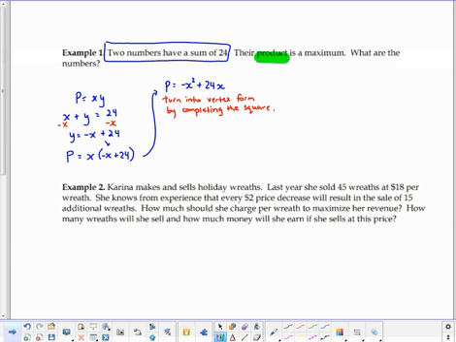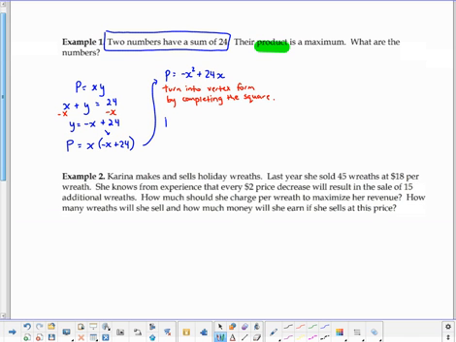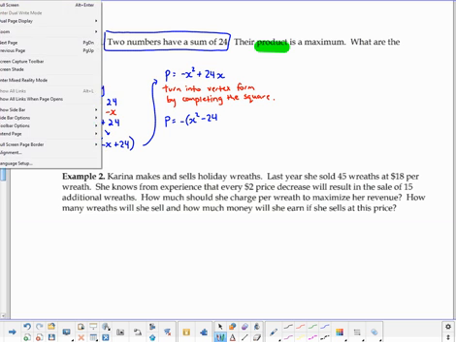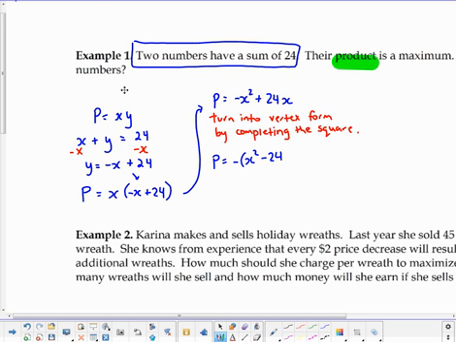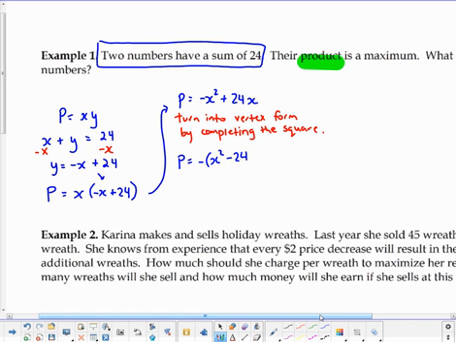First step is factor out the a value. What's the a value that I have to factor out here? Negative 1. Good. So I factor out the negative 1, or just negative. I have x squared minus 24x. If we divide both by negative 1, it switches the signs.